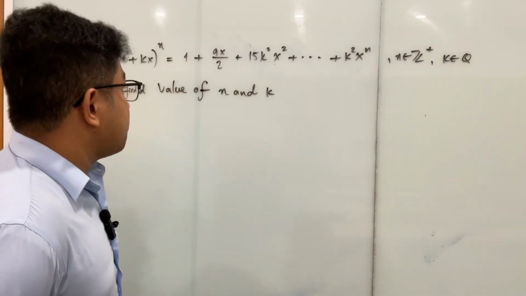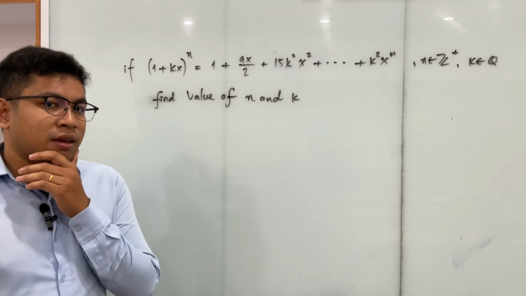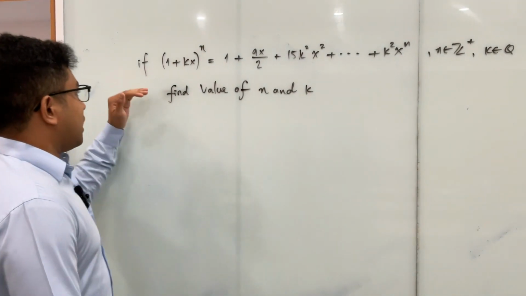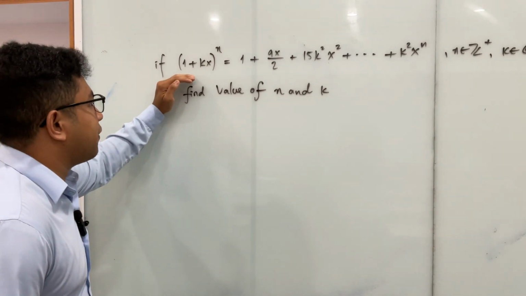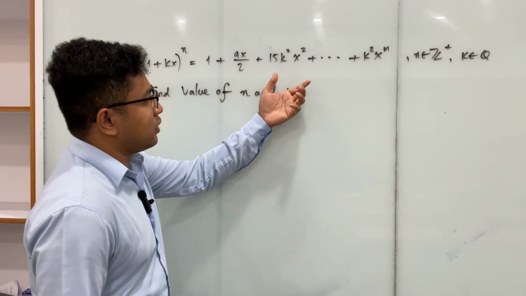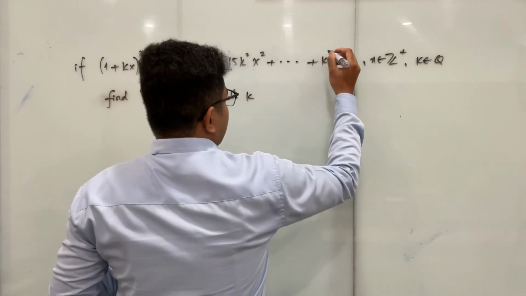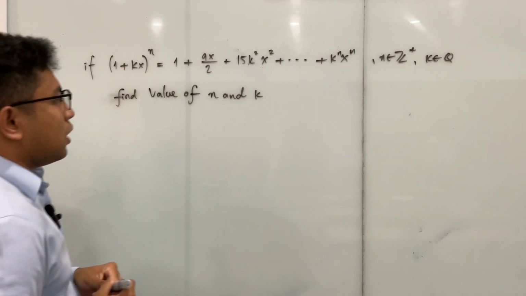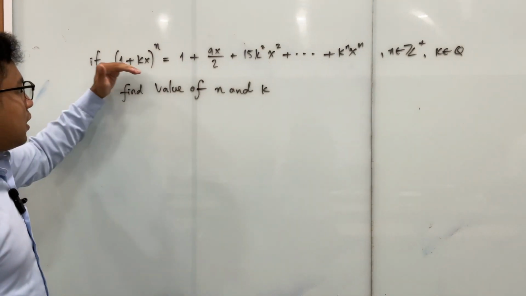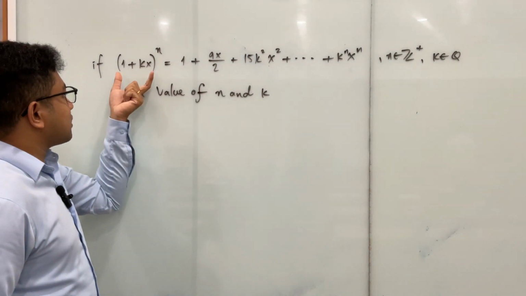So the purpose of this exercise is to find the value of n and the value of k. We have already been given that (1 + kx)^n = 1 + 9x/2 + 15k²x² + ... + k^n x^n. So if you see this, that means this is an expansion of (1 + kx)^n.